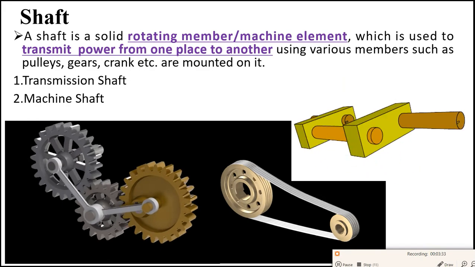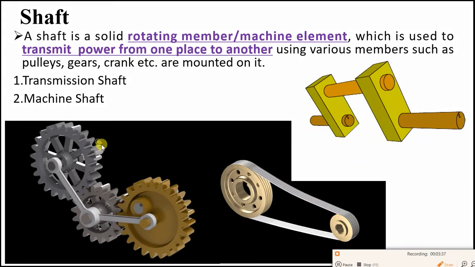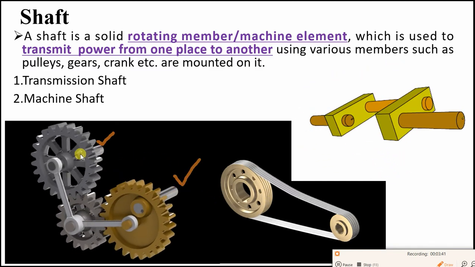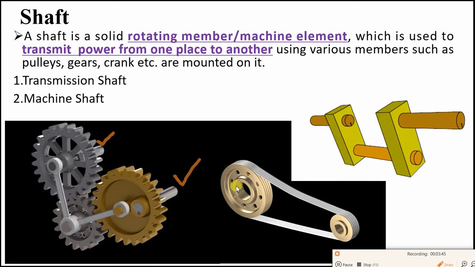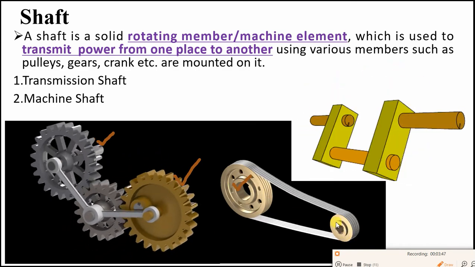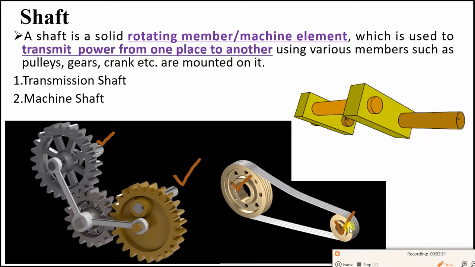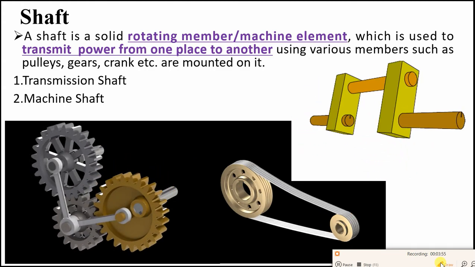Now in this animation below you can observe that gears are used. Here one shaft is mounted and here another shaft is mounted. With the help of gears, power is transmitted from one shaft to another shaft. Here two pulleys are there, this one pulley, this another pulley. Power is transmitted from one pulley to another pulley with the help of a belt. So these all are power transmission devices.